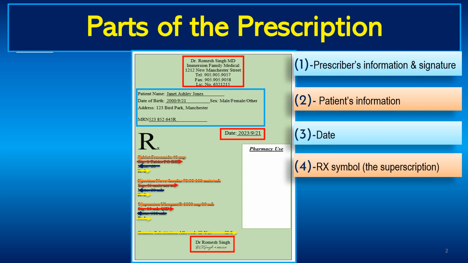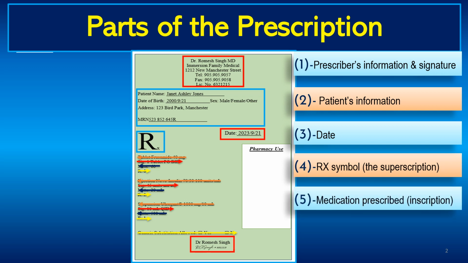The fourth component, this is the superscription. Now the superscription may also be referred to as the RX symbol. In essence, a prescription can be written on even a blank sheet of paper. Once this RX symbol is included on that blank piece of paper with all the other legal requirements, then it makes it a legally written prescription. Alright, so that is your superscription.